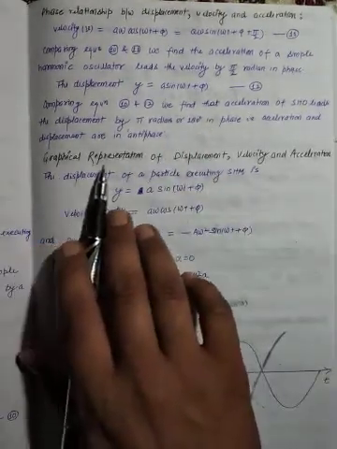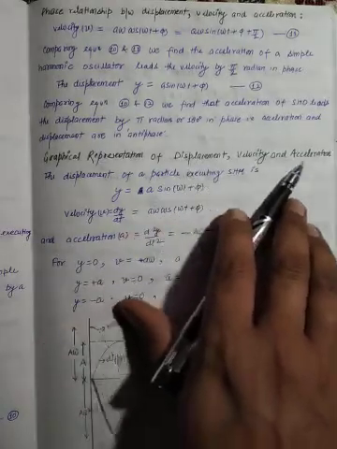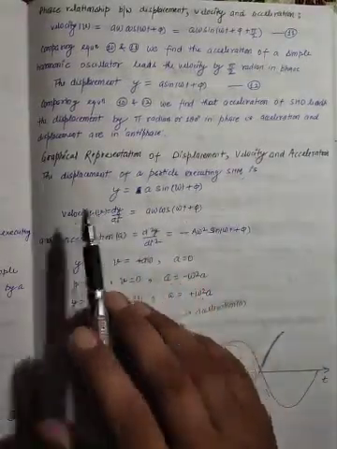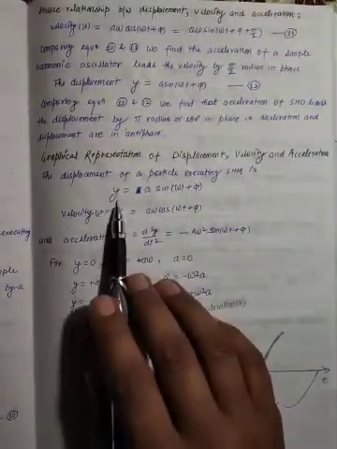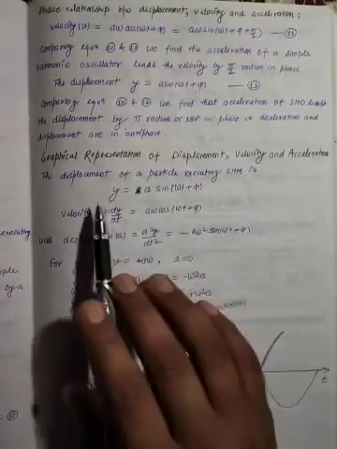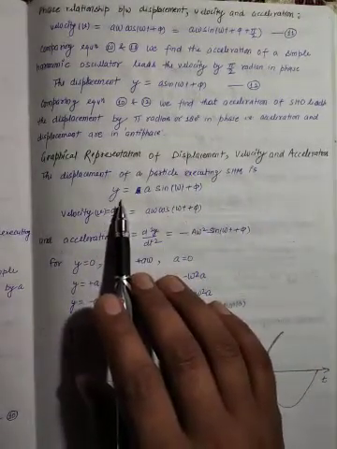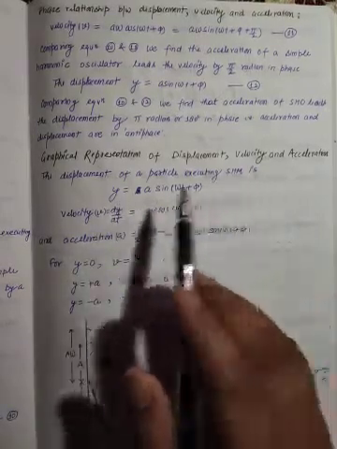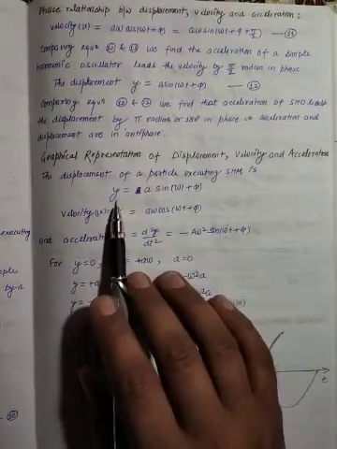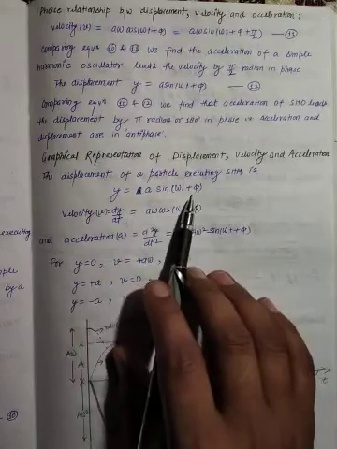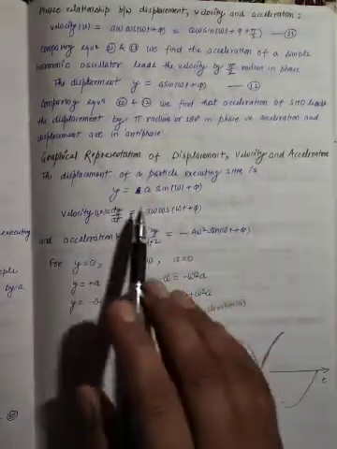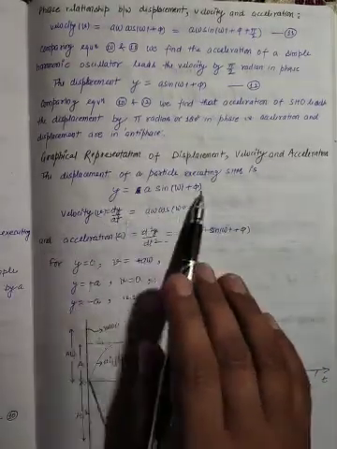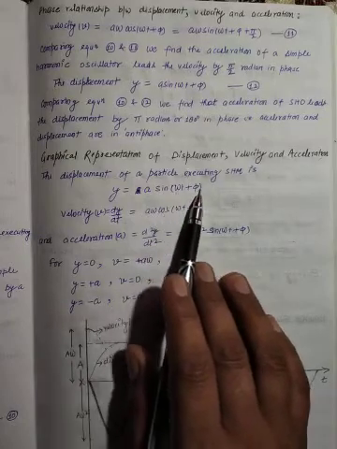So now, talking about the graphical representation of displacement, velocity and acceleration, let us consider a particle of mass m which is executing SHM. The solution of the differential equation for a particle of mass m executing SHM can be shown by this type of equation. So the displacement of that particle is shown by this equation, y equals a sine omega t plus phi.